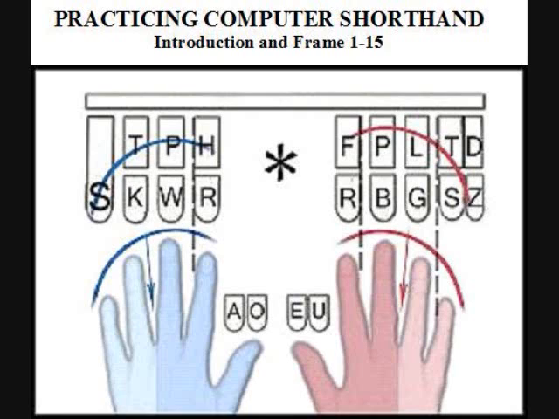Aid, aim, air, bail, base, care, chair, claim, complain, date, and that is 10 words.